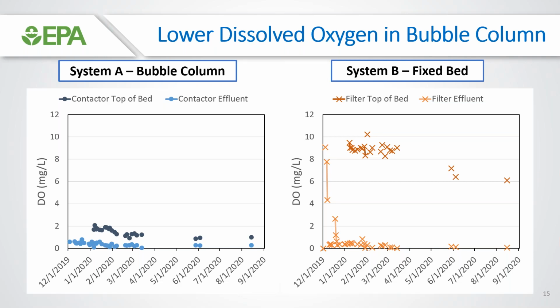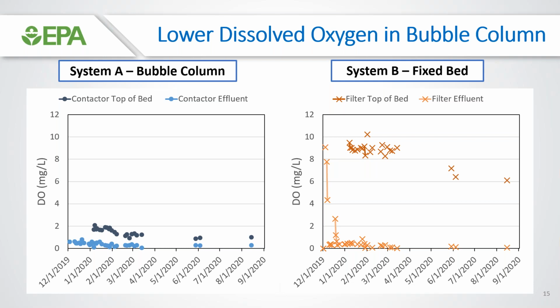All right, moving into the data, I want to take a second to orient you to these figures because this is how all the slides will look. On the left, we have System A, the bubble column, and that's in blue. On the right, System B, the fixed bed, is in orange. The top of the bed, or the influent, will be in a darker color, and then the effluent will be in a lighter color.